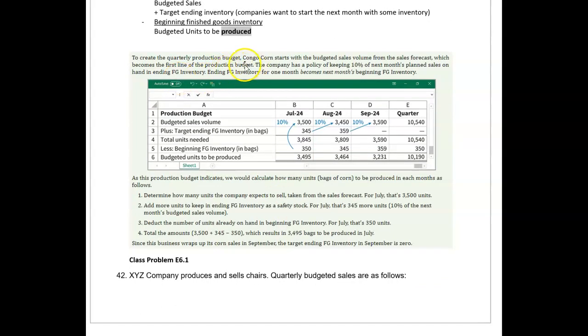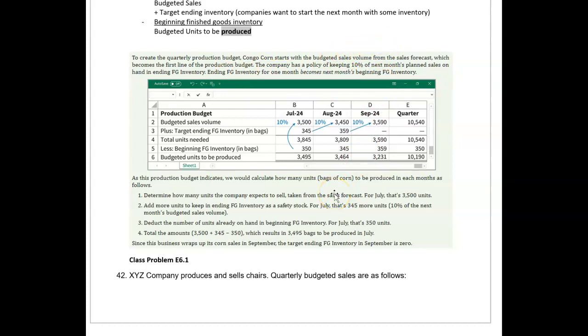Now it took me forever to figure out, but this is Congo Corn. They buy corn and they make frozen bags of corn. That's what they do. Okay, so the company has a policy of keeping 10% of next month's planned sales on hand in ending finished goods inventory. All right, ending finished goods inventory for 1 month becomes next month's beginning finished goods inventory.